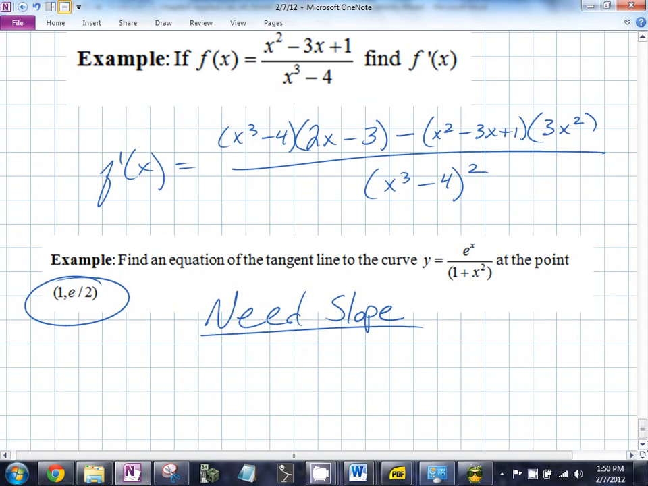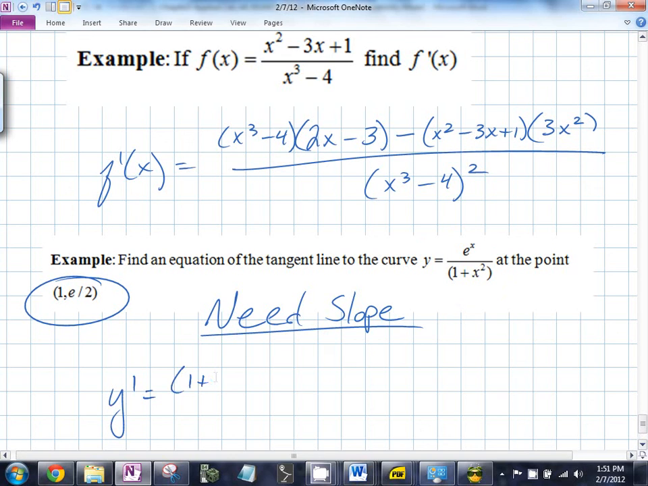Evaluate it at 1. So the derivative is a quotient. So what are we going to use? We can't really simplify that, so we have to use the quotient rule. So y prime is going to equal low, 1 plus x squared, times what's the derivative of the top? It's e to the x.